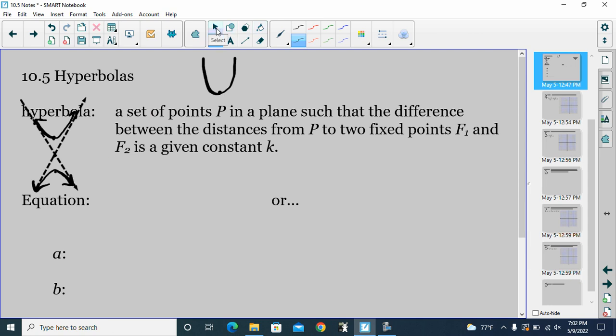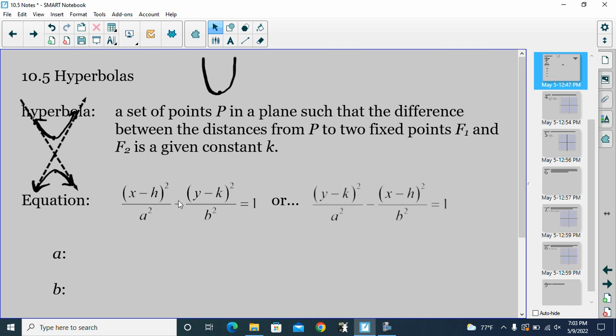The equations look very familiar. They are exactly the same as the equation of an ellipse, except instead of a plus sign in between, we have a minus sign. So (x minus h) squared over a squared minus (y minus k) squared over b squared is equal to 1. Or it's possible that the y's are the positive one and the x's are negative. (y minus k) squared over a squared minus (x minus h) squared over b squared is equal to 1.